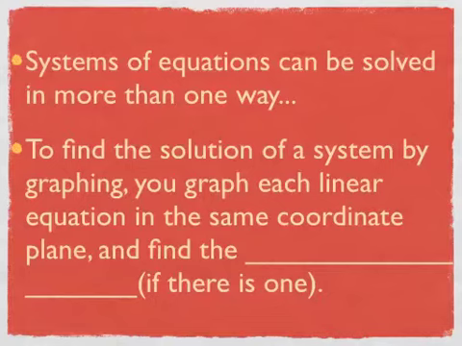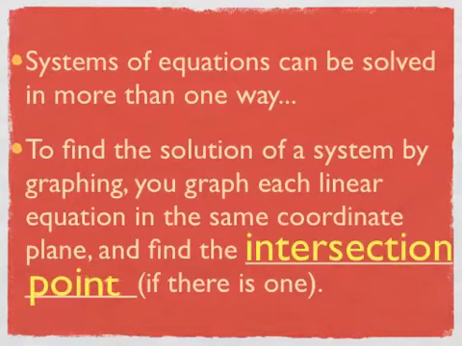Systems of equations can be solved in more than one way. To find the solution of a system by graphing, you graph each linear equation in the same coordinate plane and find the intersection point if there is one. So intersection means the point where the two lines cross each other.